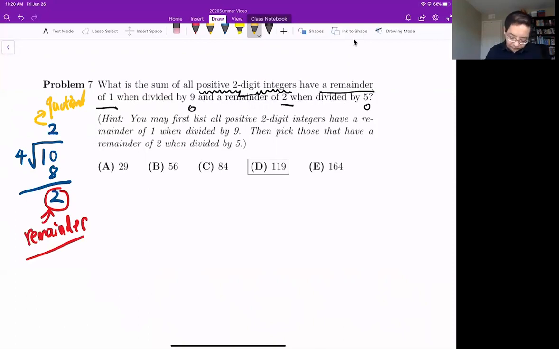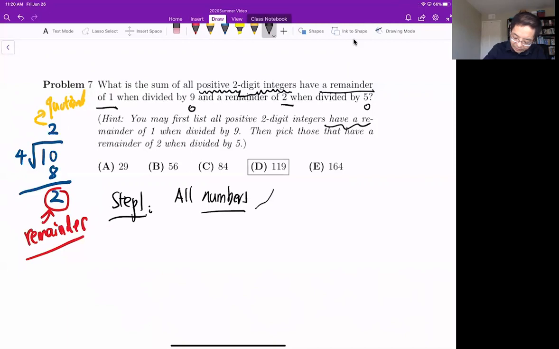All right. Okay, so the hint says first you write out all the numbers. At first you ignore the other condition, that when divided by 5 the remainder is 2. We just focus on step 1. Step 1, we just find all numbers that have the remainder 1 when divided by 9, right? So we just write it out, okay? All right, so for 2 digits, we start from the first one.